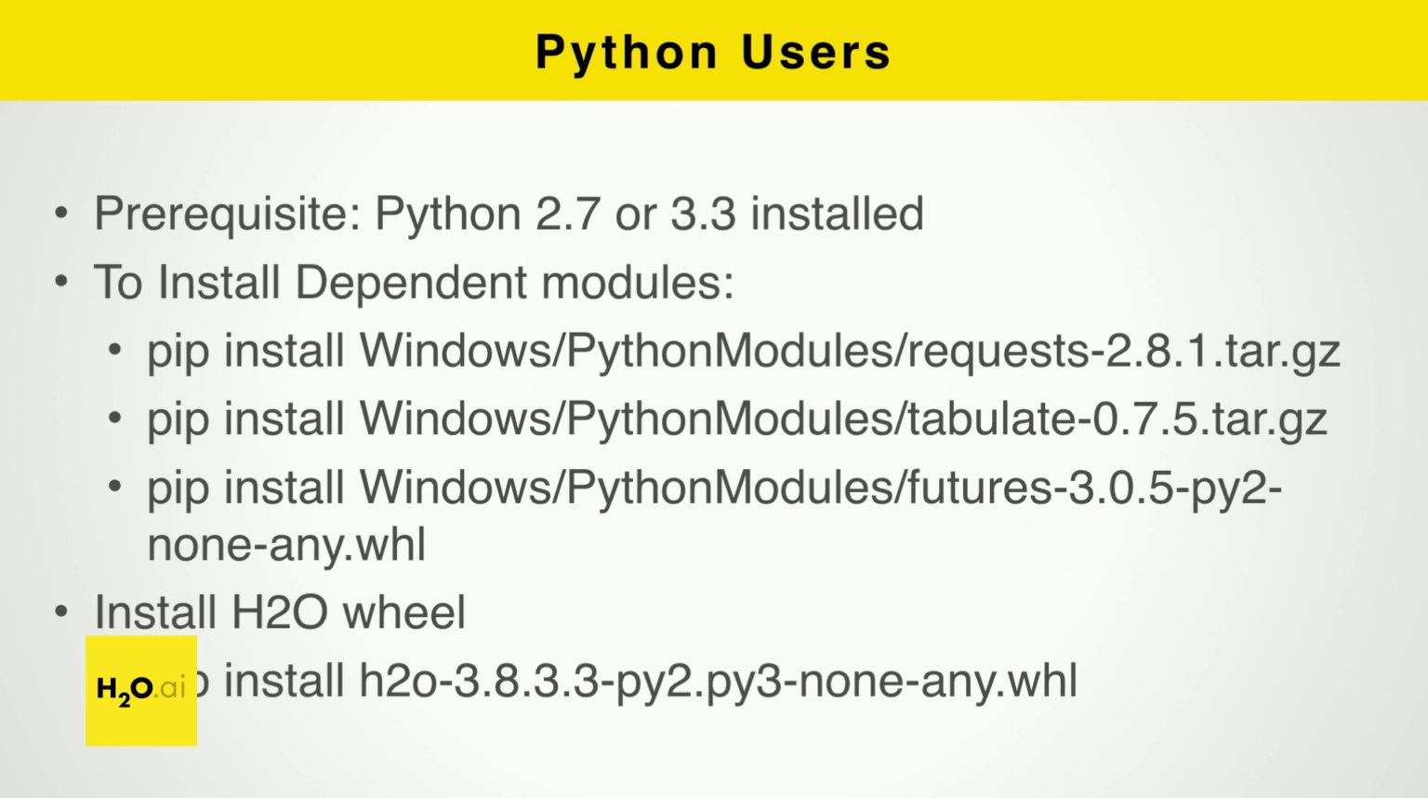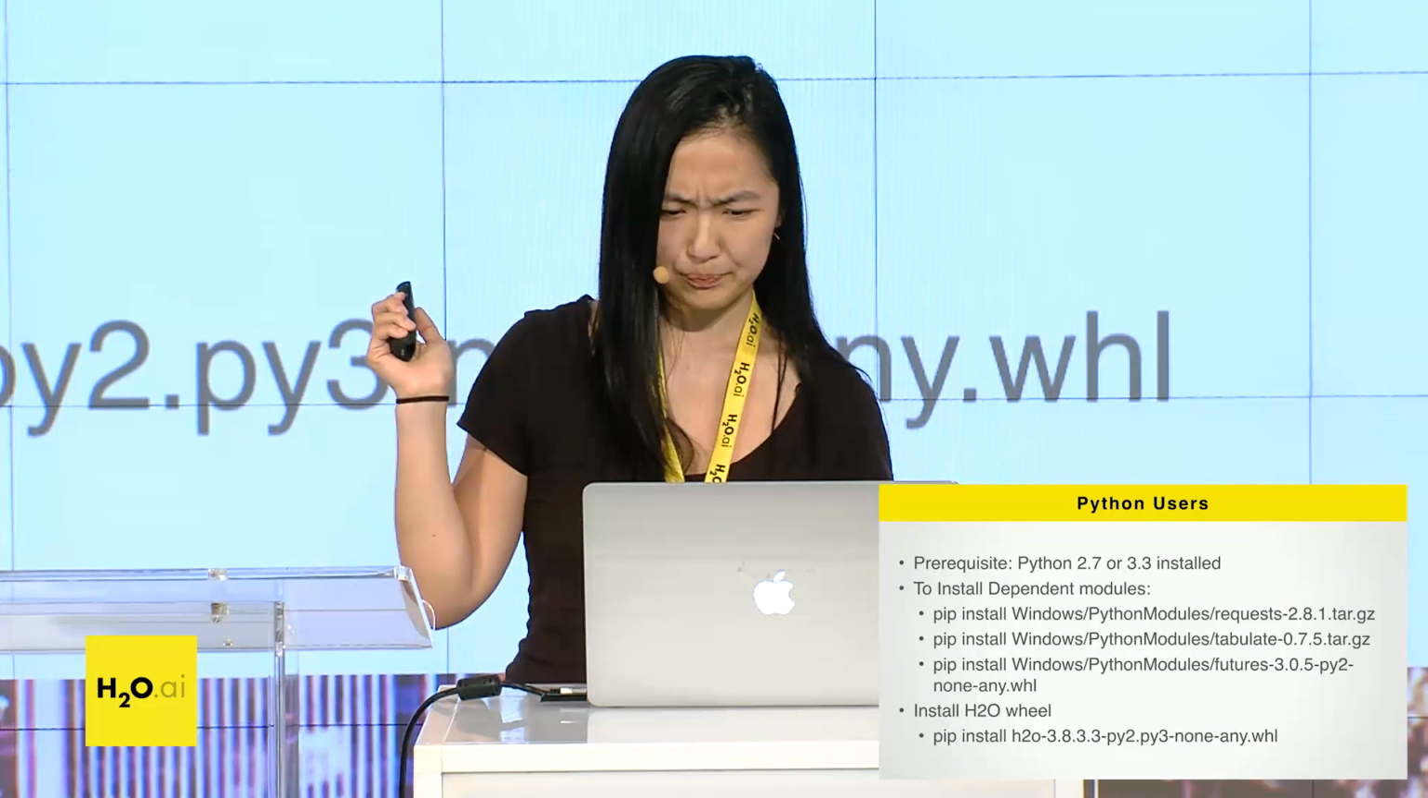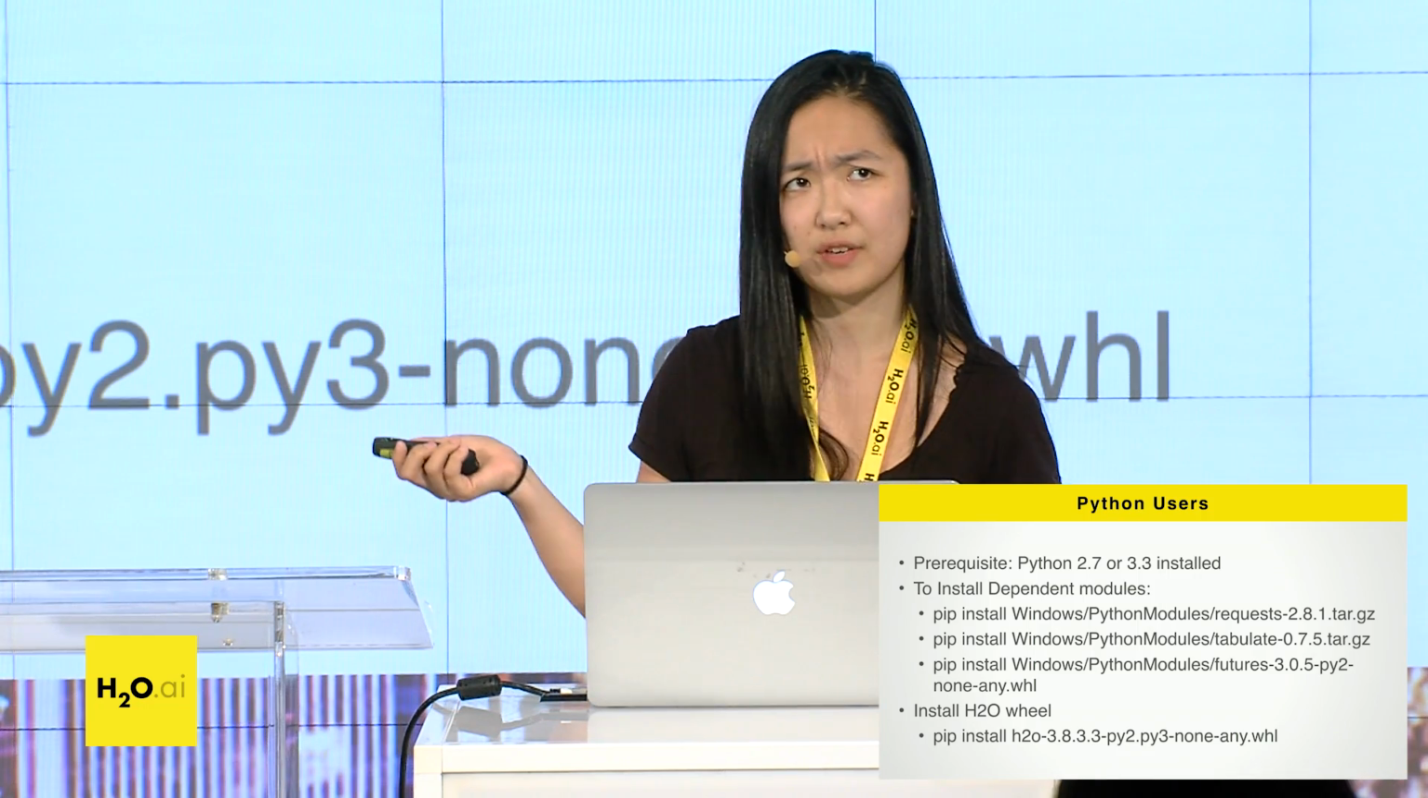And all you have to do is a pip install or a sudo pip install, and you should be able to install all the dependency packages. And after you have the dependency packages, do a pip install of the H2O wheel, which should be in the H2O installation directory under Python.